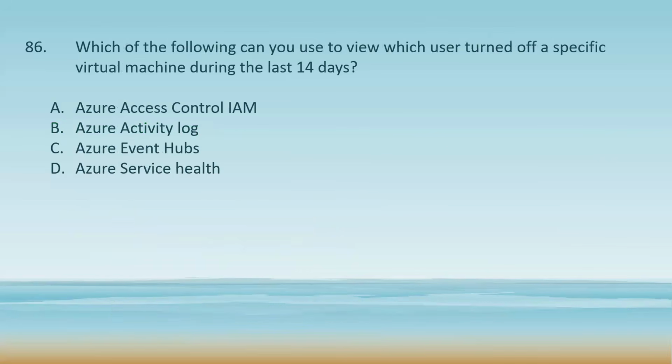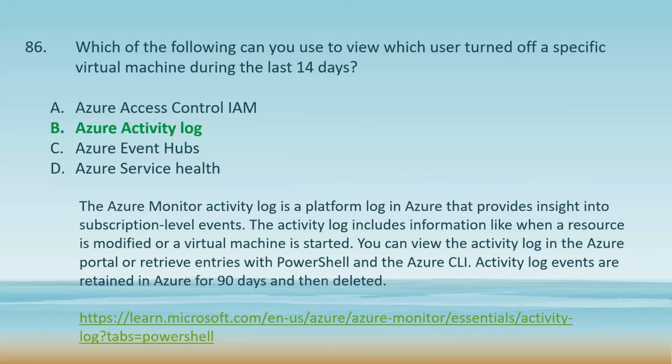Which of the following can you use to view which user turned off a specific virtual machine during the last 14 days? Your options are Azure Access Control IAM, Azure Activity Log, Azure Event Hubs, Azure Service Health. The correct answer is option B, Azure Activity Log. It is a platform log in Azure that provides insight into subscription level events.